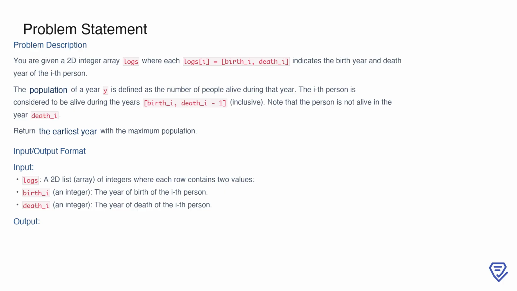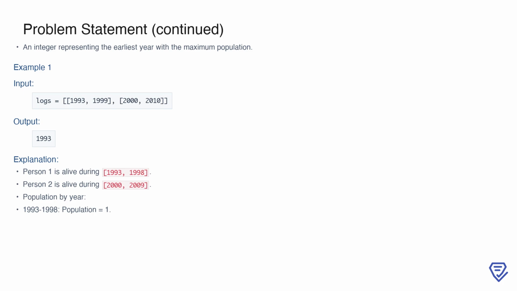The goal is to determine the earliest year that has the maximum population, which is defined as the highest number of people alive during any given year. The output of the problem is an integer that represents the earliest year with the maximum population.